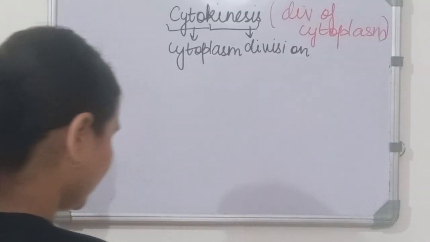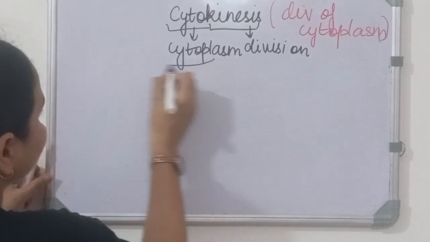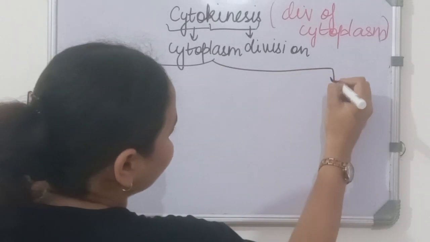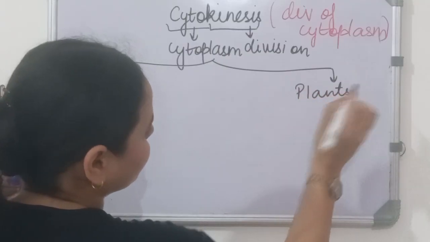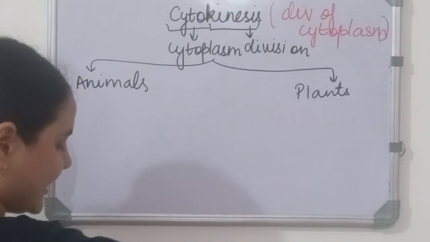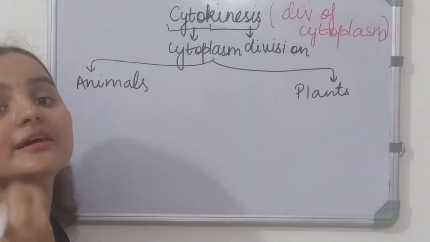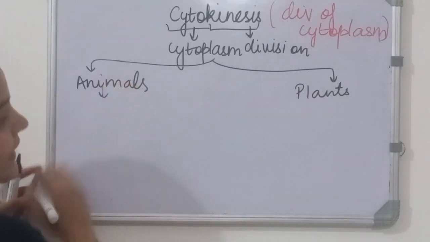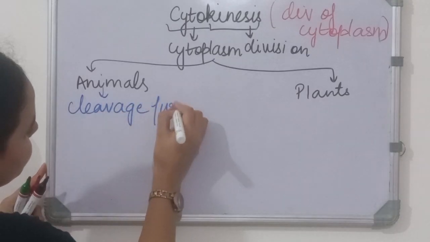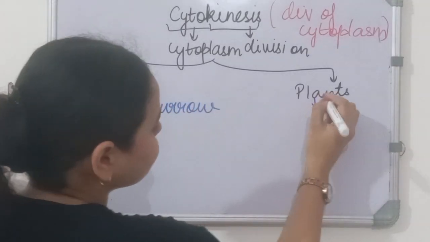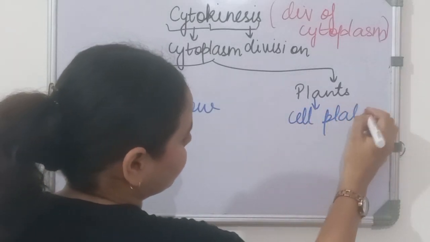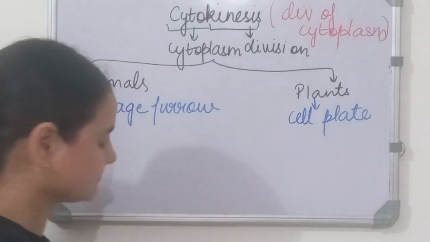Now let's understand cytokinesis in animals and in case of plants. In both, cytokinesis occurs by different means. In animals it occurs with the help of cleavage furrow formation. And in plants it occurs with the help of the cell plate. Now let's draw the diagrams.